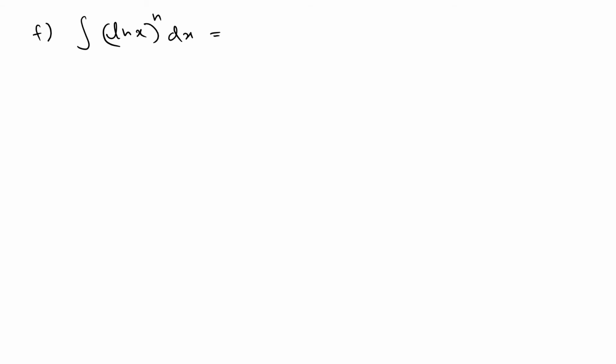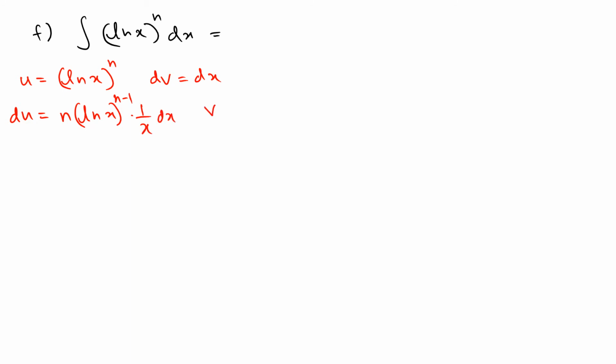So again, we can use integration by parts for this problem as well. We pick u equal to the natural log, because this is a natural log, so we pick the natural log as the function u, and then dv equals dx, so it's obvious. Now we take the derivative, so du equals n times ln x to the n minus 1, multiplied by the derivative of the inside function, which is 1 over x dx. And then here we get v equal x.